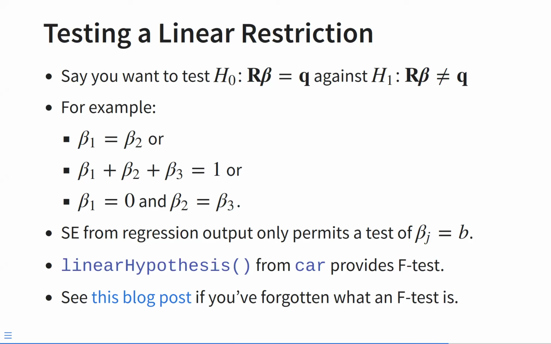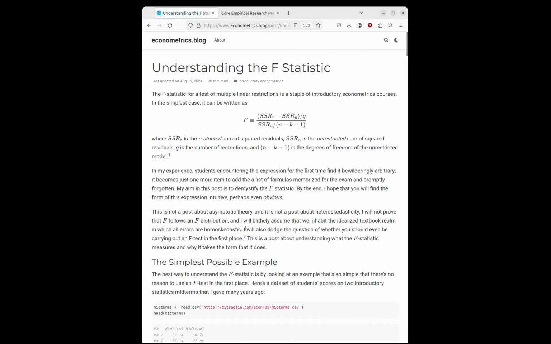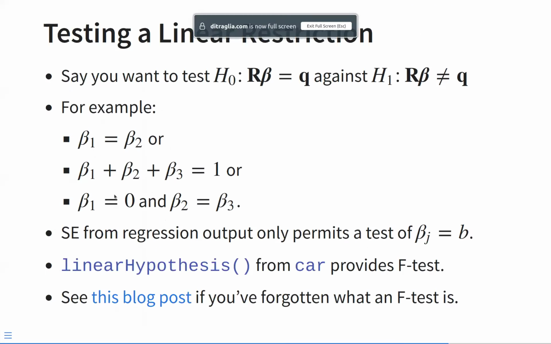And you can't actually carry out a test like this merely by using the standard errors from the regression output. It only allows us to test linear restrictions of the form one coefficient equals one particular value. Now, if you want to do this, you can use the package car and the function linearHypothesis. If you have no idea what I'm talking about when I mention an F-test, you can visit this fantastic blog, to which you should all subscribe and be reading, that will explain the basics of an F-test. But for now, I'll take that as read.